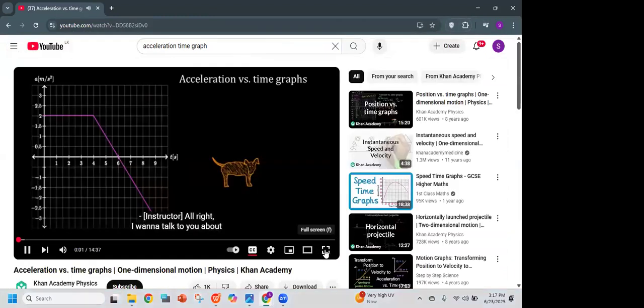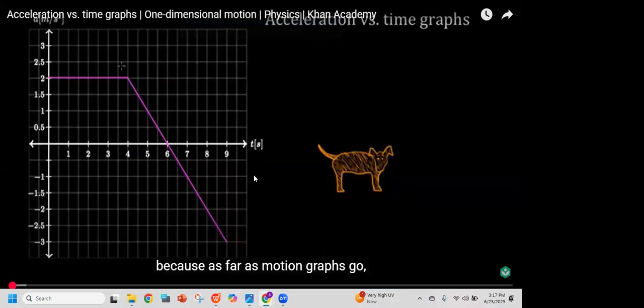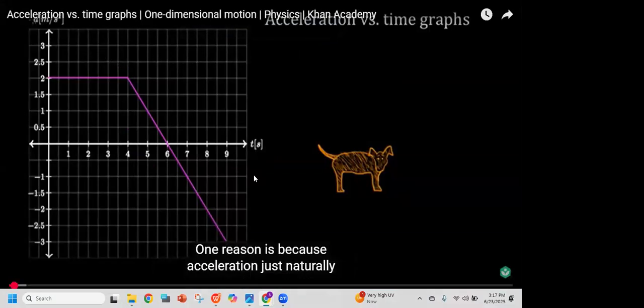All right, I want to talk to you about acceleration versus time graphs, because as far as motion graphs go, these are probably the hardest. Generally the acceleration time graphs are just a little more complex than the normal speed time graphs. So just pay attention. If there's anything that you can't understand, please let me know.